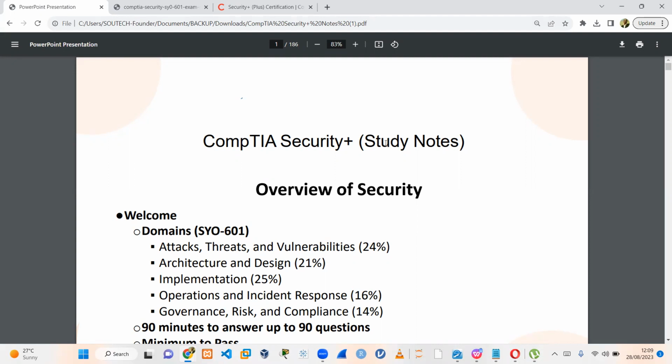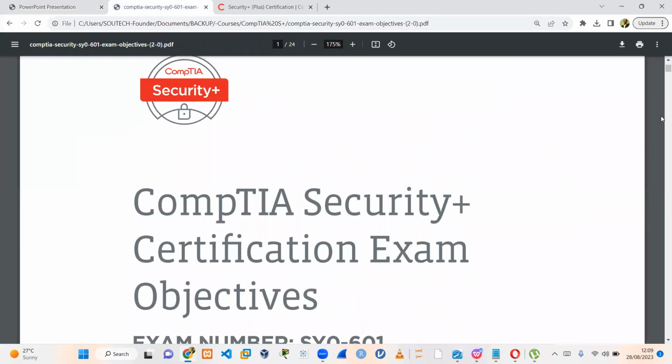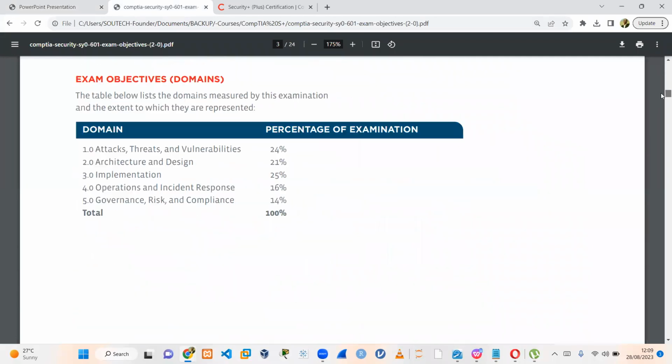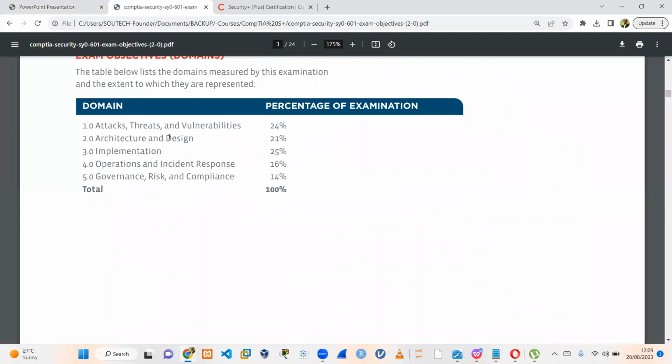We're going to be going through the CompTIA Security Plus exam guide. If you check the curriculum, you have about five core objectives: attacks, threats, and vulnerabilities; architecture and design; implementation; operations and incident response; and also governance, risks, and compliance. Amongst the five of them, implementation is very critical, it's very key. It's taking 25% of the exam content. And of course, what is expected of you.